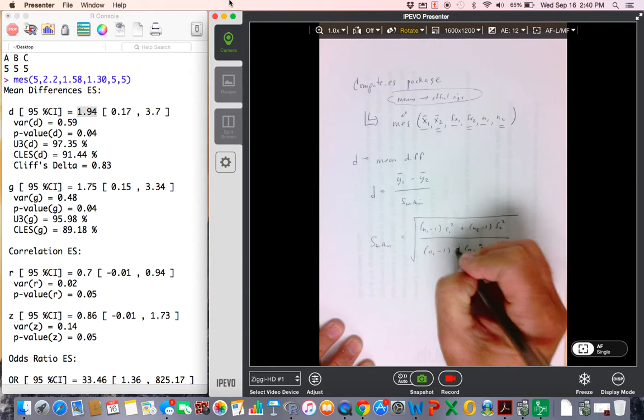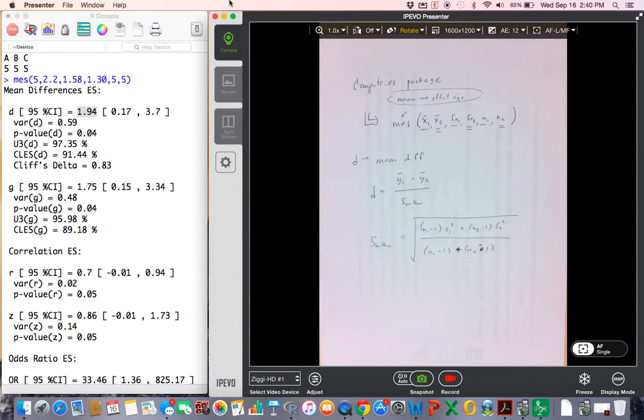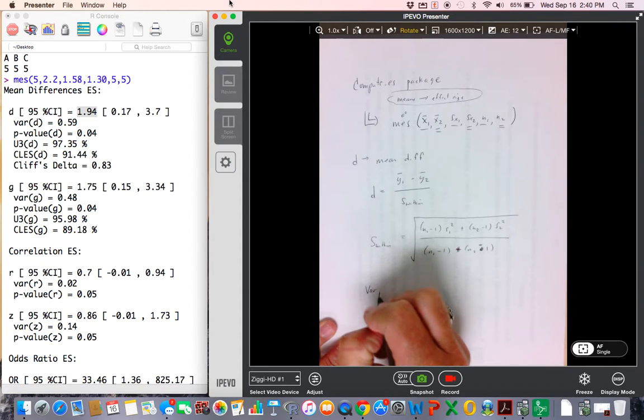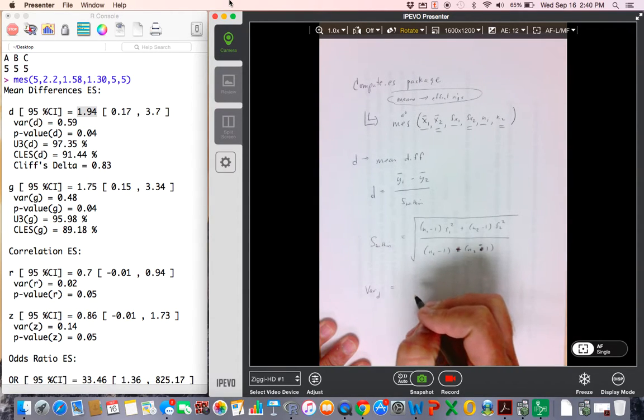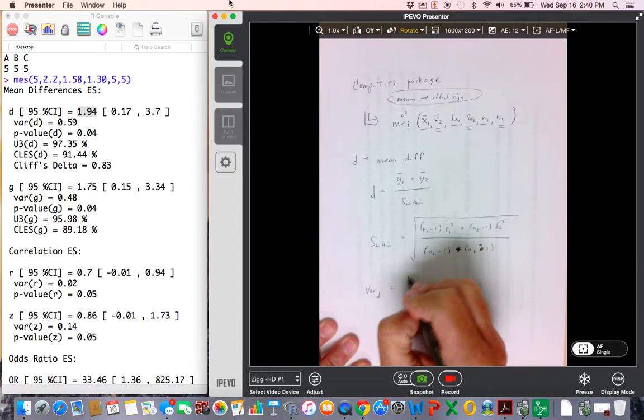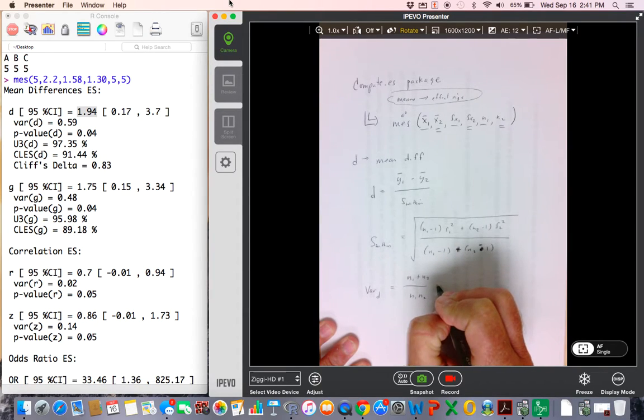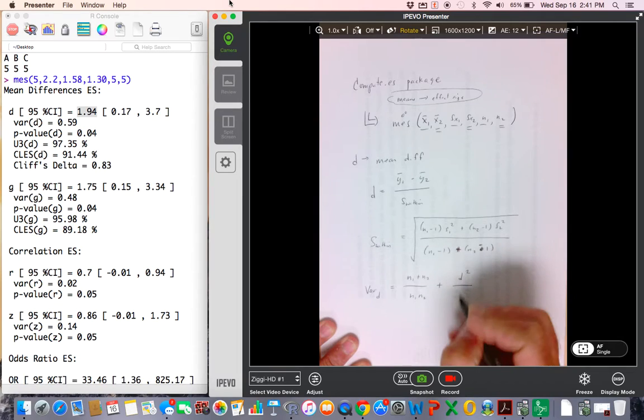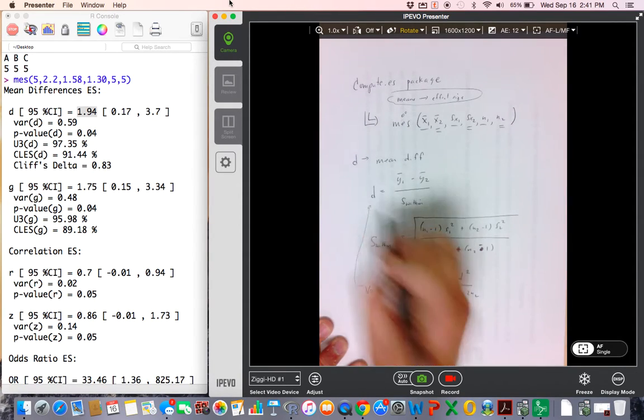So it just sums up, in the denominator, the degrees of freedom for each. So that's what we end up getting for the difference there. And in case you want to know, the variance for this is (n1 plus n2) over (n1 times n2) plus d squared over (2n1 plus 2n2). So this is the variance of this.